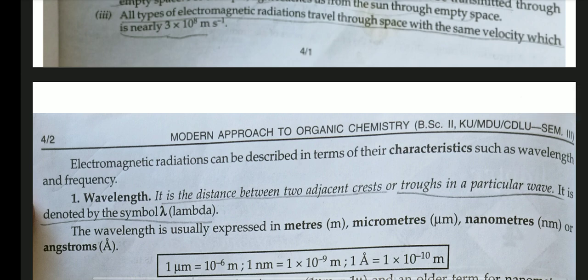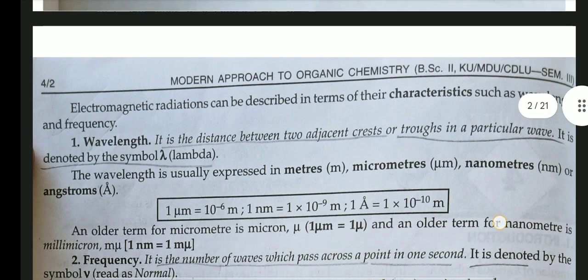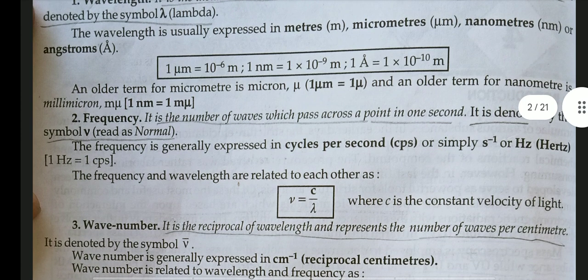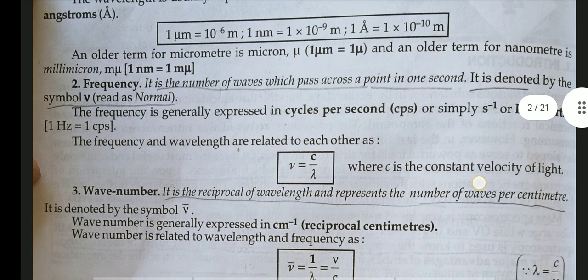Electromagnetic radiation can be described in terms of characteristics such as wavelength and frequency. Wavelength: it is the distance between two adjacent crests or troughs in a particular wave. It is denoted by the symbol lambda. The wavelength is usually expressed in meter, micrometer, nanometer, or angstrom. An older term for micrometer is micron, and an older term for nanometer is millimicron.